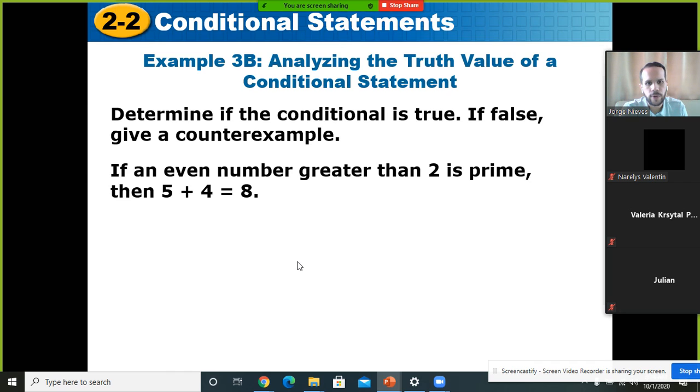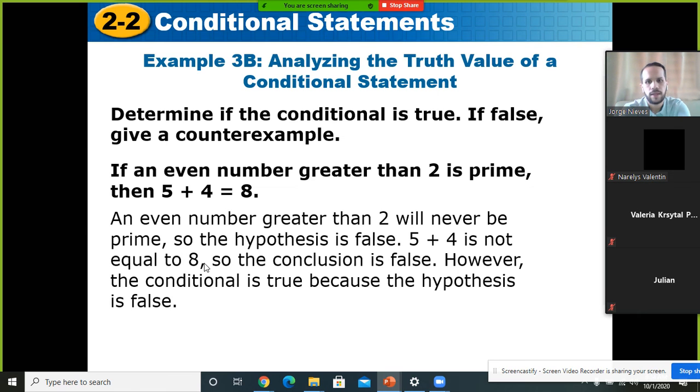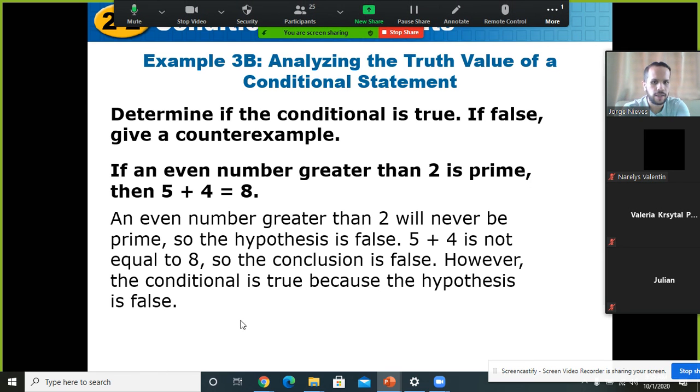If an even number greater than 2 is prime, then 5 plus 4 is 8. Ok, vamos a ver esto. Te dice que if a number greater than 2 is prime. Okay? So we can say that an even number greater than 2 will never be prime. Okay, so the hypothesis is false, and 5 plus 4 is not equal to 8.